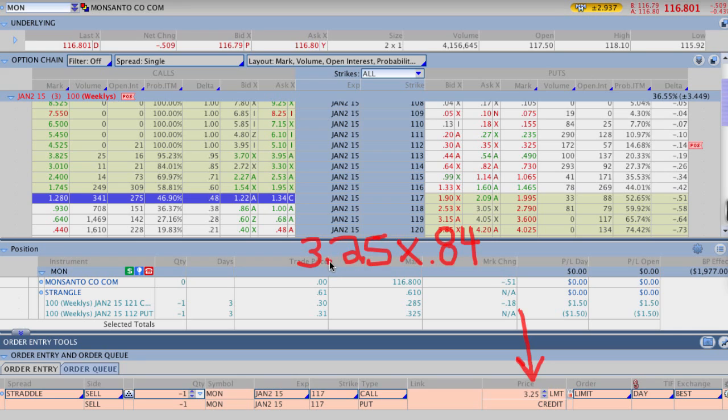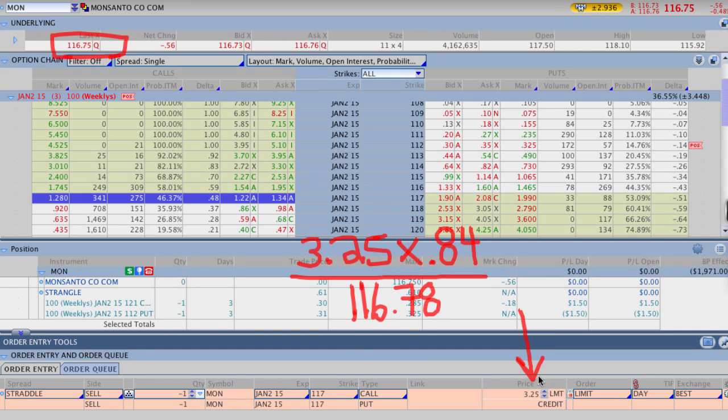So we're going to times the credit down here, which is 325, by our expected range, which is 84. And then we're going to divide that figure by the current stock price, which is 116.78. Okay, so again, hopefully you can see it here. I know I'm drawing just right on the screen, but I just want to make sure that you guys can see how to do this.